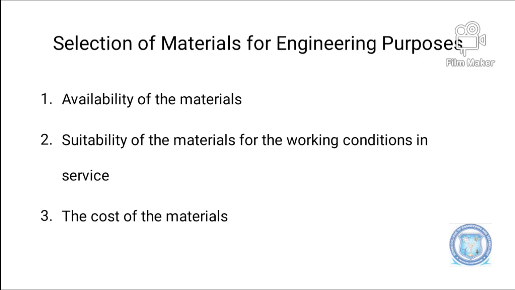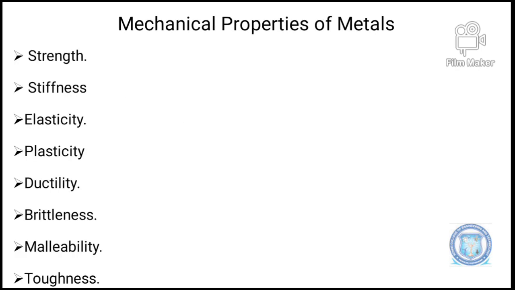Next, selection of materials for engineering purpose. First one is availability of material, second one is suitability of the material for the working conditions in service, and the cost of the materials. Mechanical properties of materials. First one is strength. Strength means the ability to resist external force.